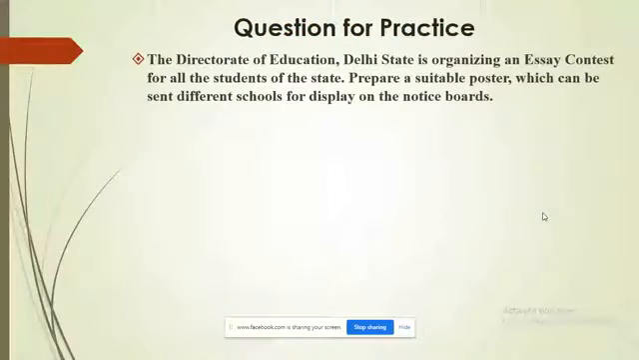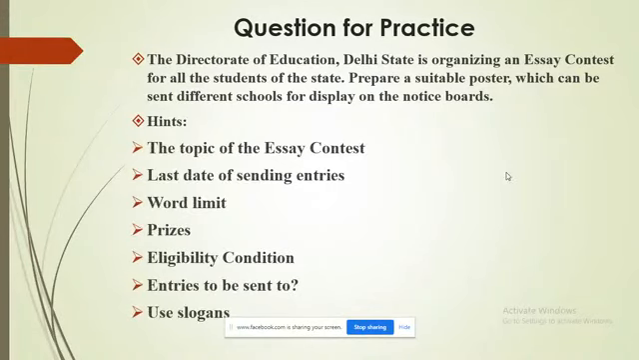Okay. So one more example for practice. The Directorate of Education, Delhi State, is organizing an essay contest for all the students of the state. Prepare a poster which can be sent to different schools to display on the notice board. So here are the hints. The topic of the essay contest, last day of sending entries, word limit, prizes, eligibility condition, where entries are to be sent, and use slogans. So here are hints for you.